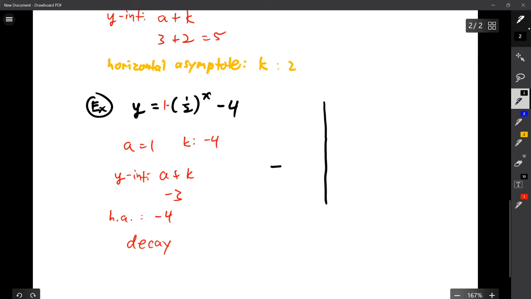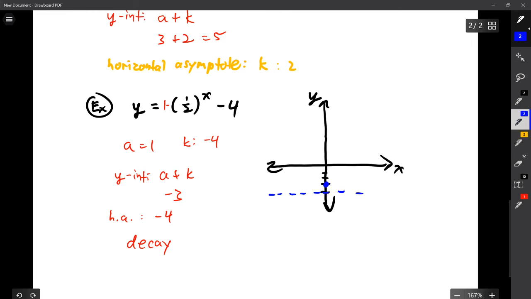I have my y-axis, my x-axis, arrowheads, labels, and I already said that I crossed the y-axis at negative 3, so negative 1, negative 2, negative 3. So that's where I'm going to cross the axis. I have a horizontal asymptote at negative 4. I'm using blue here for my graph. Horizontal asymptote here at negative 4. That asymptote goes on forever, so I'm going to do arrowheads there. And I need it to be decay. So it's going to start steep, it's going to cross there, and it's going to level off, getting closer and closer to, but not crossing the asymptote. And that would be that graph.